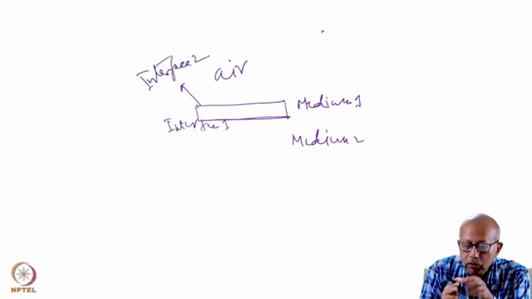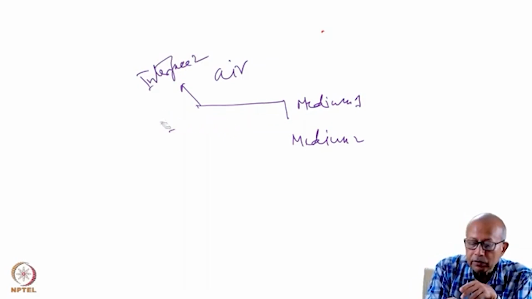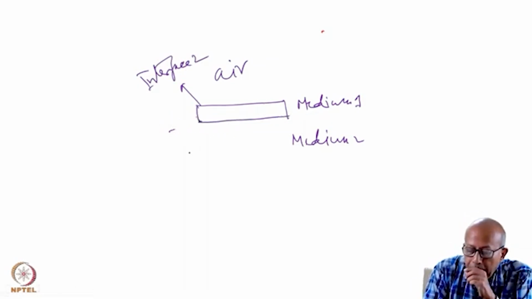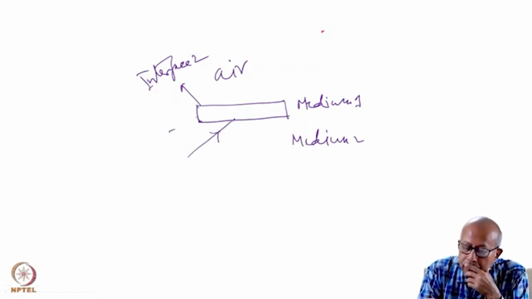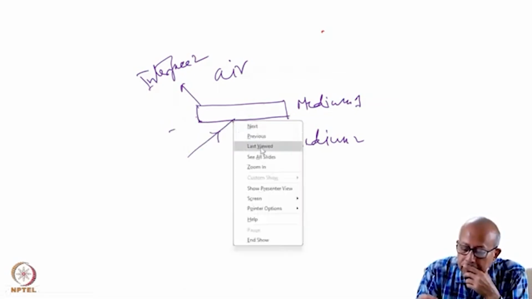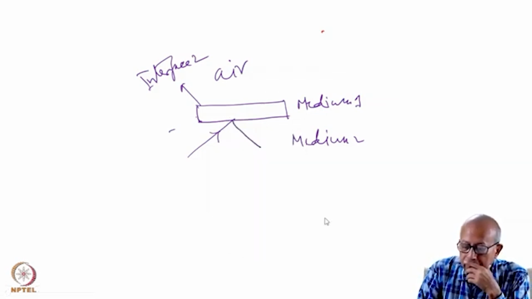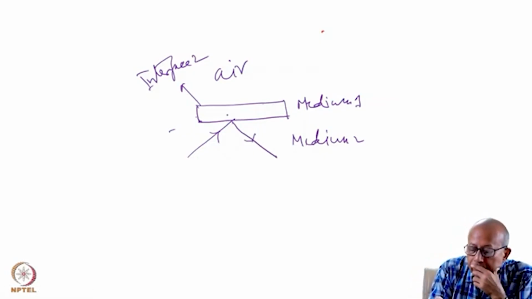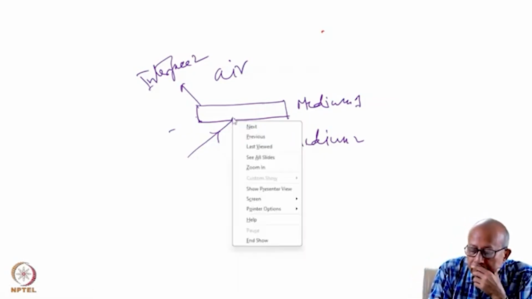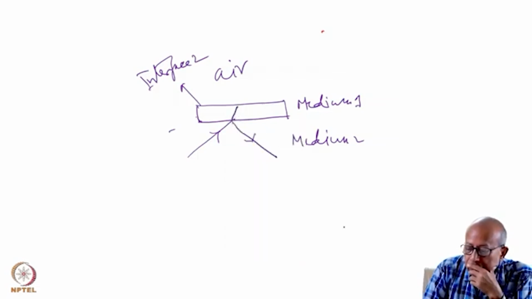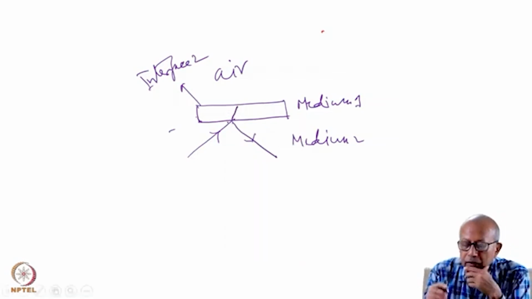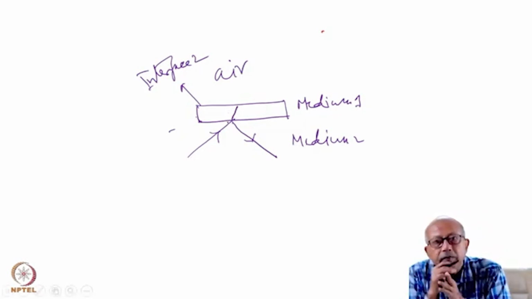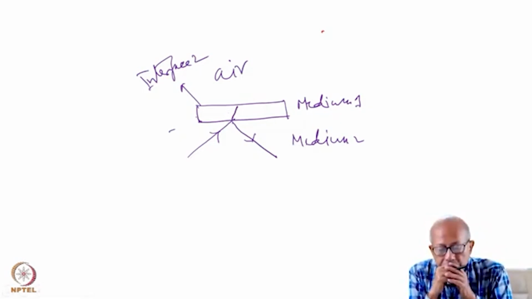Now we know that when light shines onto it, a part of the light is reflected back into the incident medium, and the remaining actually travels into the second medium, of course, after exhibiting a bending, which is called refraction.